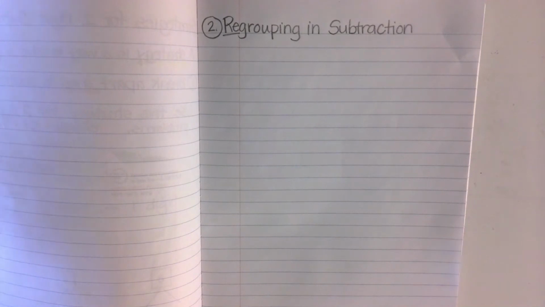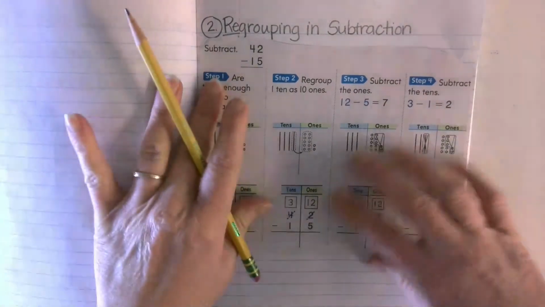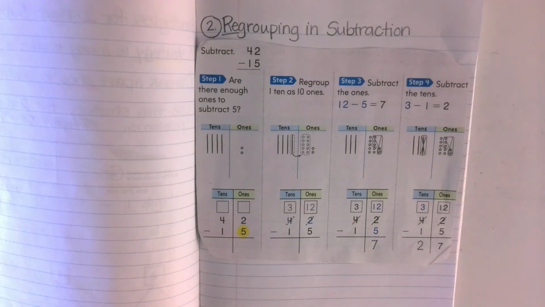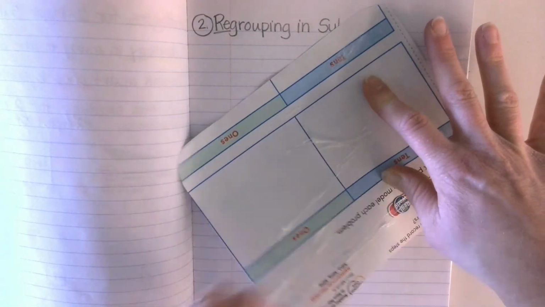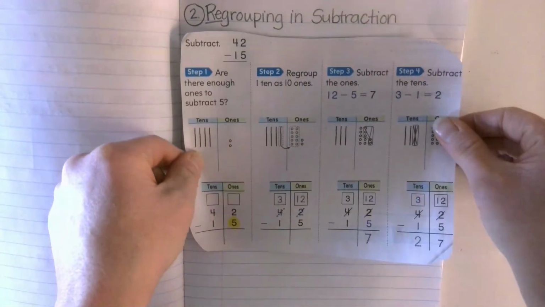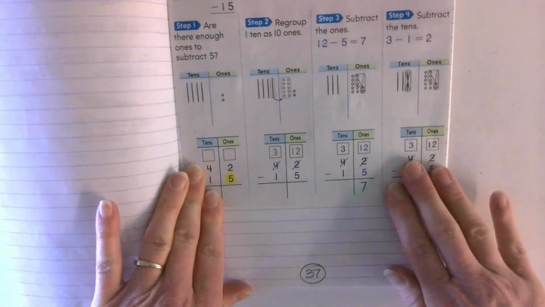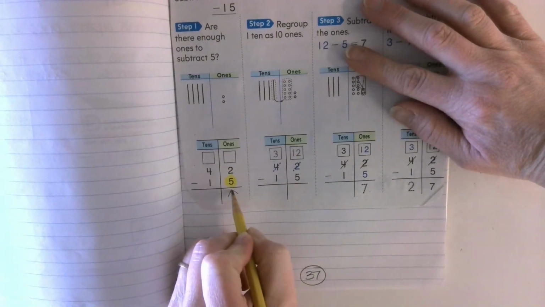Now, I'm going to take this, and we're going to glue that right in. Then I'm going to draw an arrow because this is important.